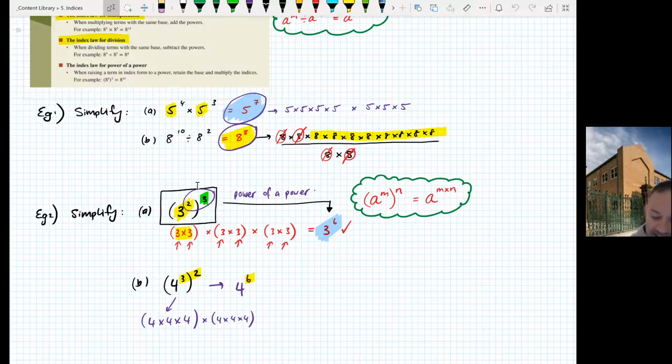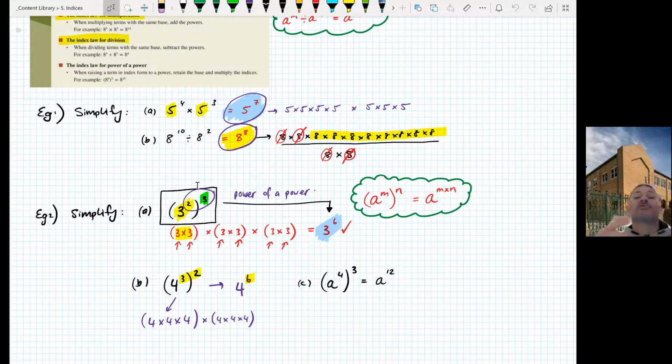Now, if I said C and I brought a bit of algebra into it, nothing else would matter or change. For example, if I did a to the power of 4 and I raised the whole thing to the power of 3, that would just be a to the power of 12. Beautiful. And again, that means we've got a times a times a times a, and that's happening 3 times. So you've got 12 of them going on there.